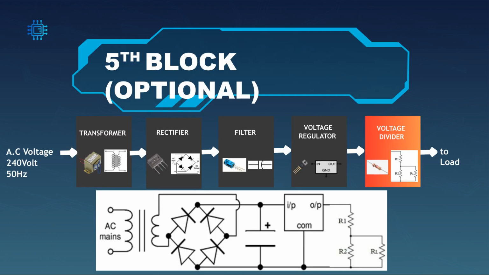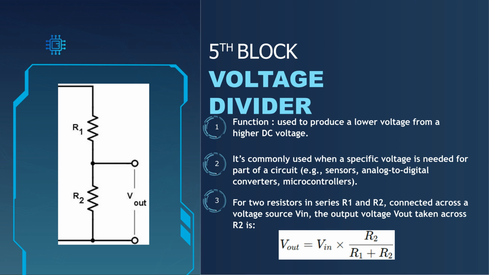The fifth block, an optional component, is the voltage divider, which comes after the voltage regulator. The voltage divider produces a lower voltage from a higher DC voltage. It's used for specific voltage needs within a circuit, and its output can be calculated using a simple resistor formula.